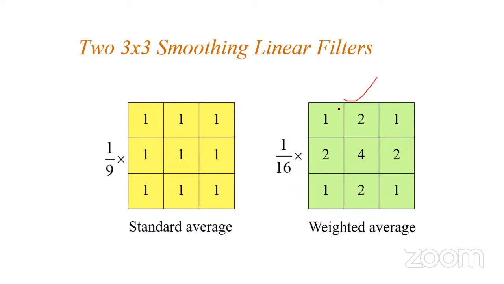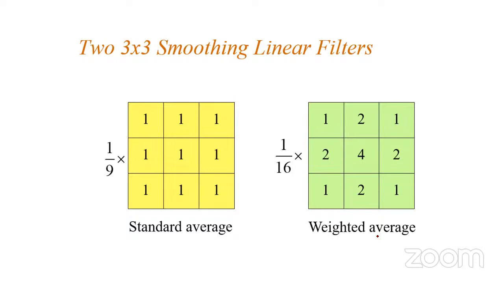So each 3x3 window in the original matrix, we have to apply this filter, then we'll get a response value. That central pixel we have to replace with the response value. So this is called weighted average filter. We can go for standard average filter or weighted average filter, depending on the application. Otherwise you can apply both.